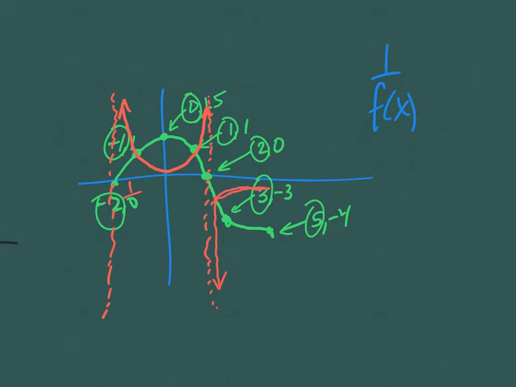Want proof? I take this point, and I say my new point would be 5 comma negative, and then put 1 over it, negative 1/4. That's like right here. This point that used to be at 3 comma negative 3, it'll be at 3 comma negative 1/3.